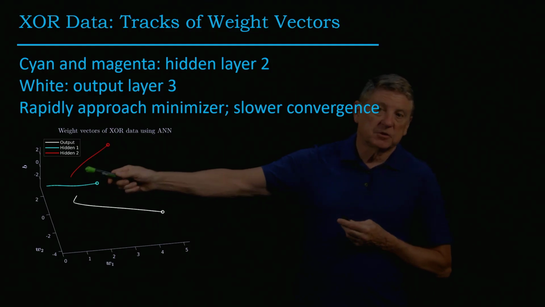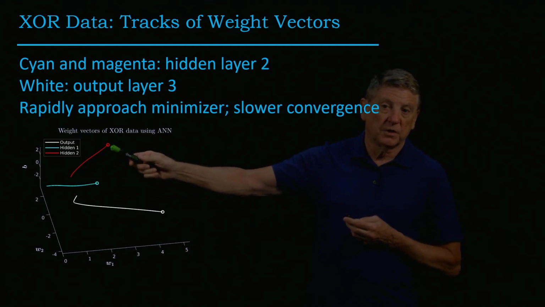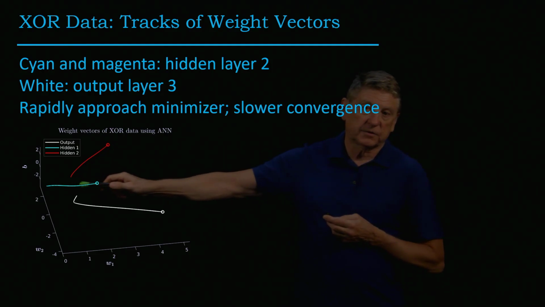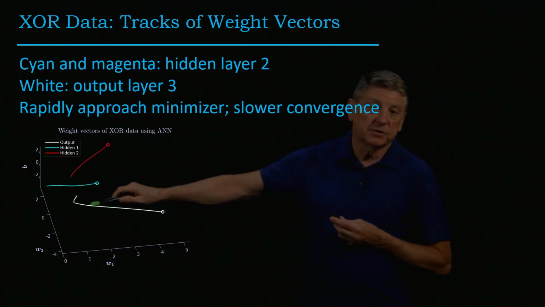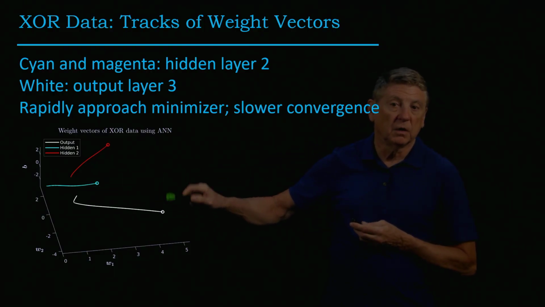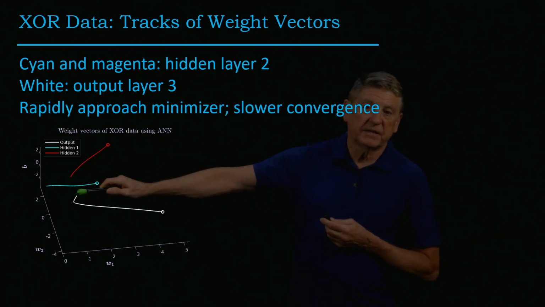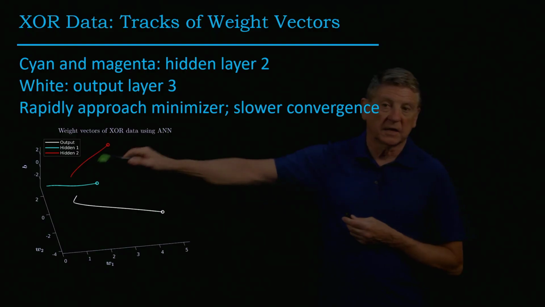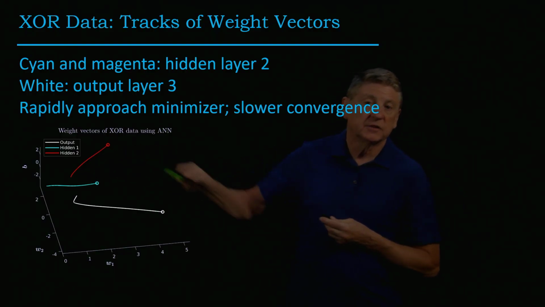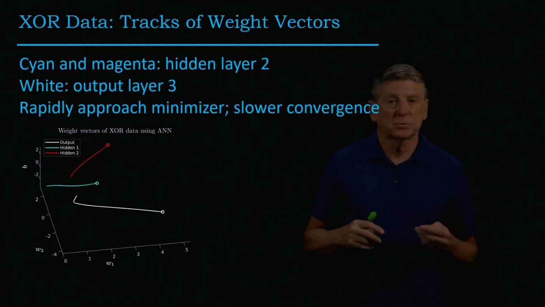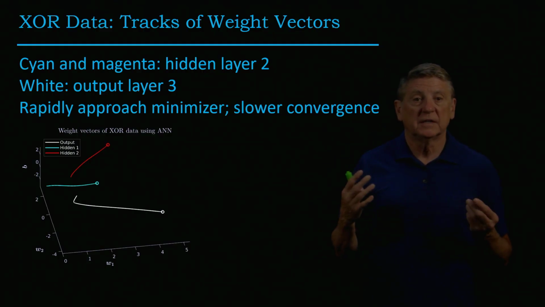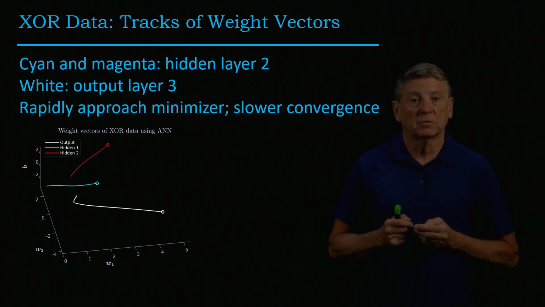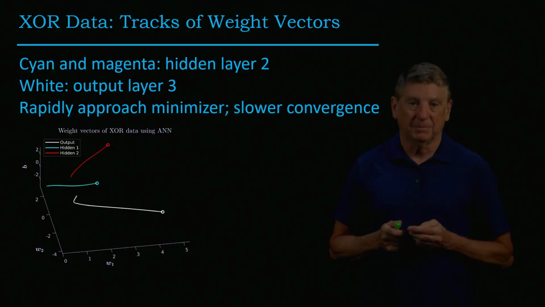So this is the trajectory of hidden neuron 2, this is the trajectory of hidden neuron 1, and this is the trajectory of the output neuron. So we can see that in the case of the output neuron, it makes one mistake and then slowly converges to the result, and then the hidden layer is slowly converging to its result, and we're able to use a simple neural network to solve a classic non-separable problem.